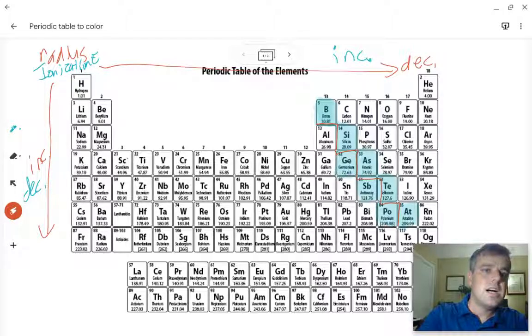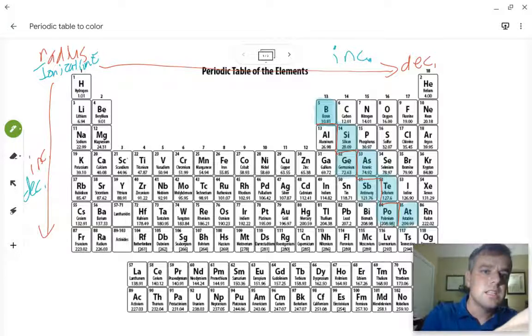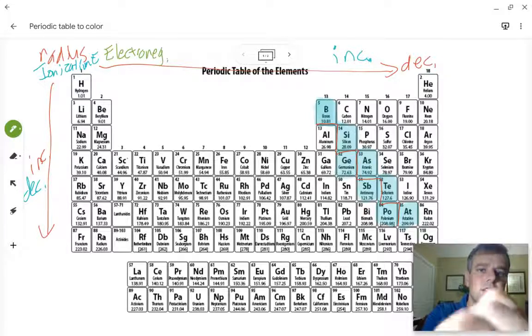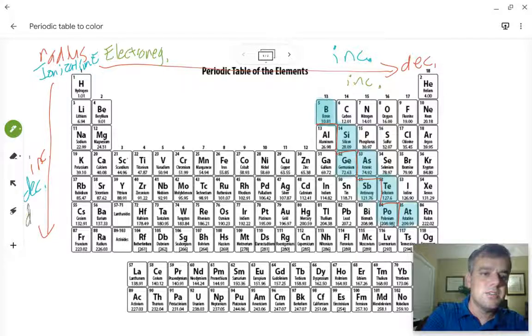So, electronegativity. Let's do that in green. Electronegativity. It increases as you go across. So it increases as you go from left to right, and it decreases as you go from top to bottom.